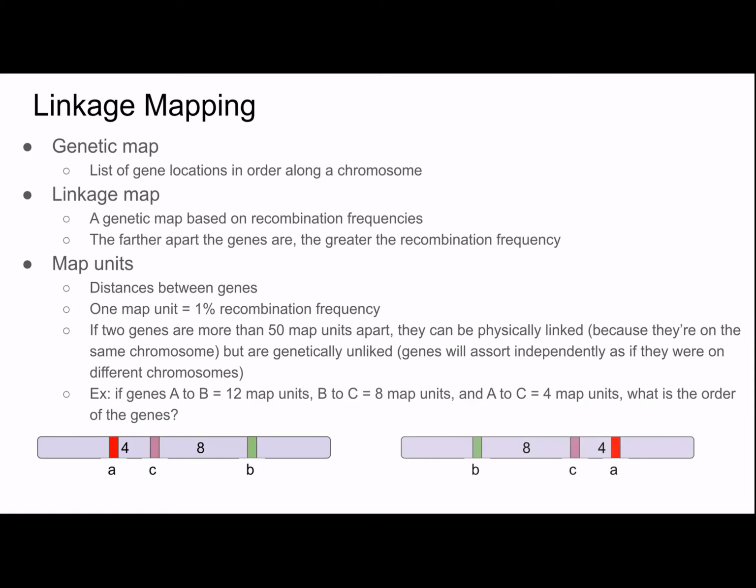And here is that same thing flipped. It could also be B, C, A. So if you look at these pictures, A to C have a lower recombination frequency because they're closer to each other, and then A to B would be higher because they're further away. But they're all still linked because, again, we're under 50.